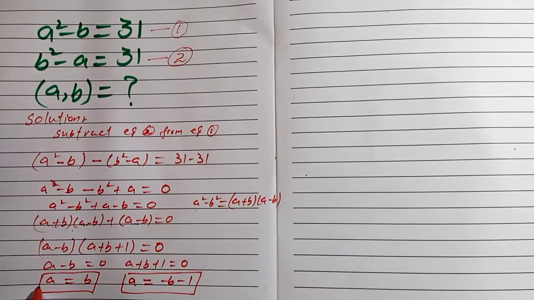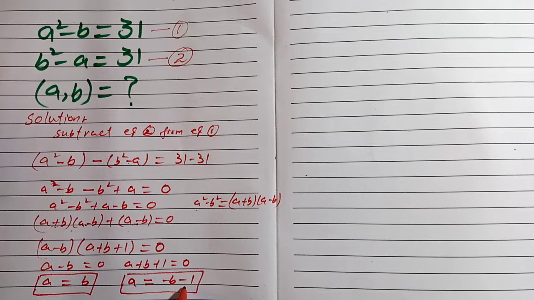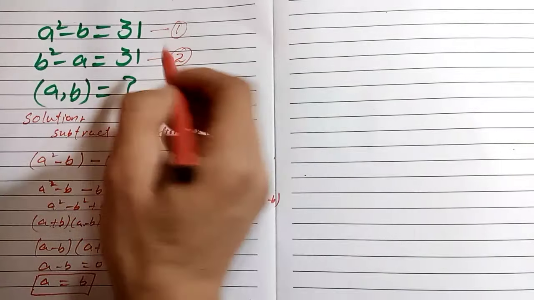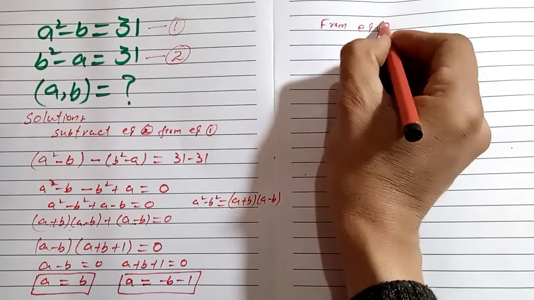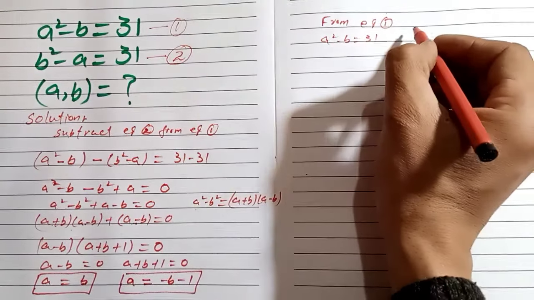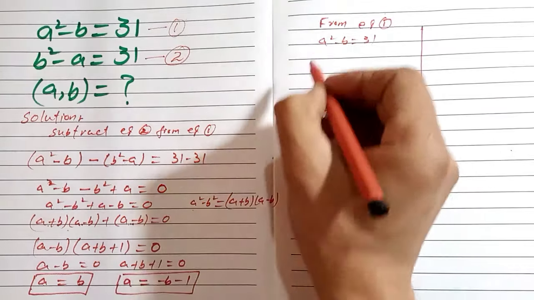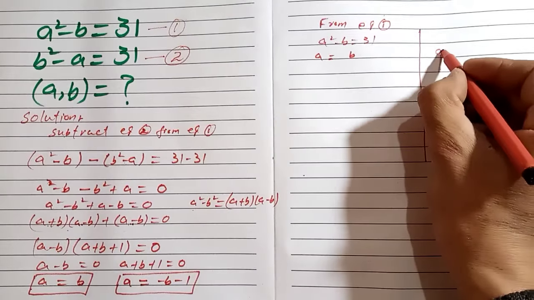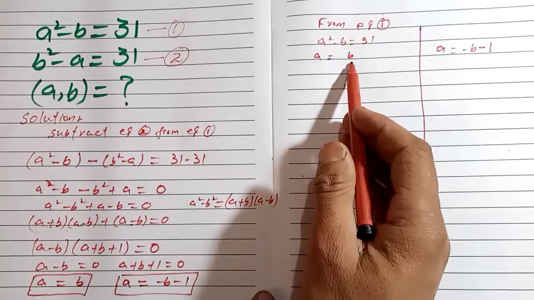So we have two relations between a and b: a equals b, and a equals minus b minus 1. From equation 1, we know that a square minus b is equal to 31. First we put a equal to b, and then we put a equal to minus b minus 1 into equation 1. So in the first case, we put a equal to b in equation 1.